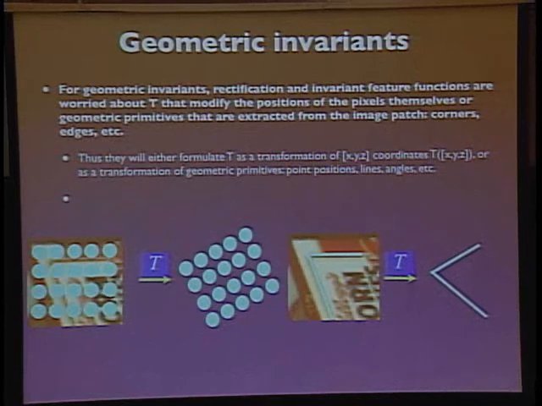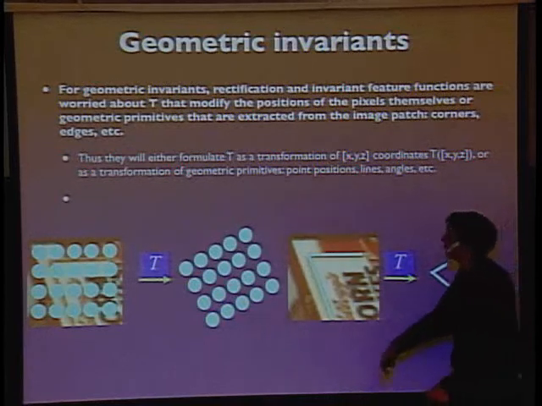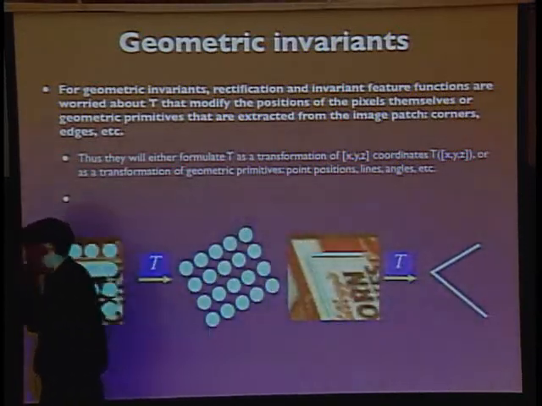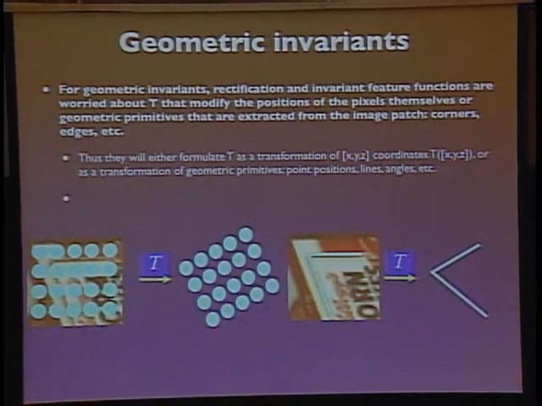For example, you could say, what I want to do is have a feature function that is invariant to the rotation of this particular triple of points that makes this corner. Or you could say, I want to have an invariant feature function that is invariant to the angle that is made by those three points, by that triple of points.